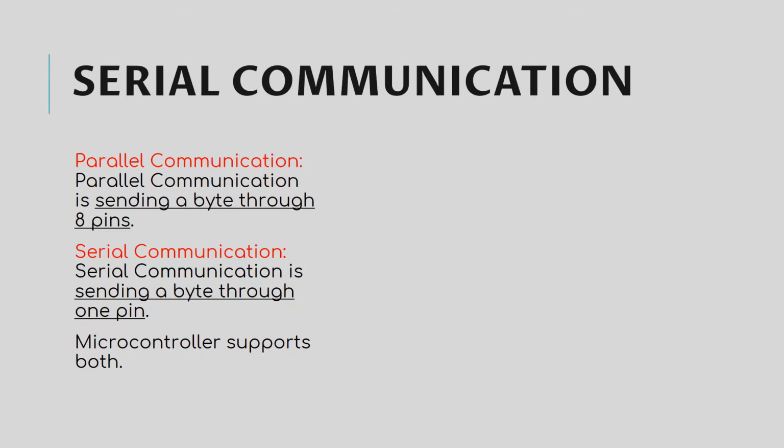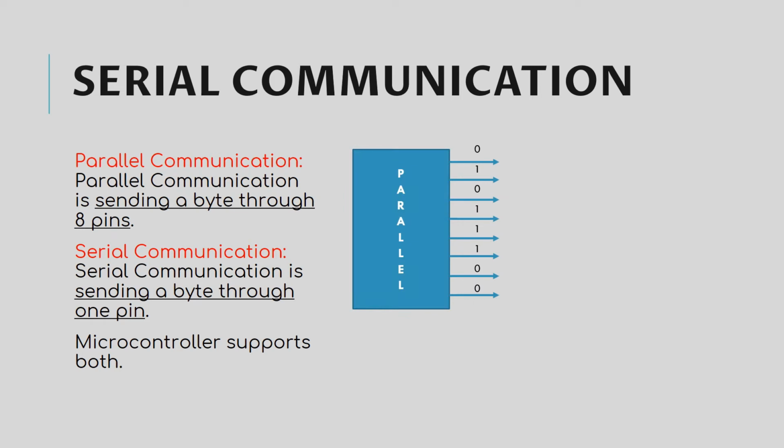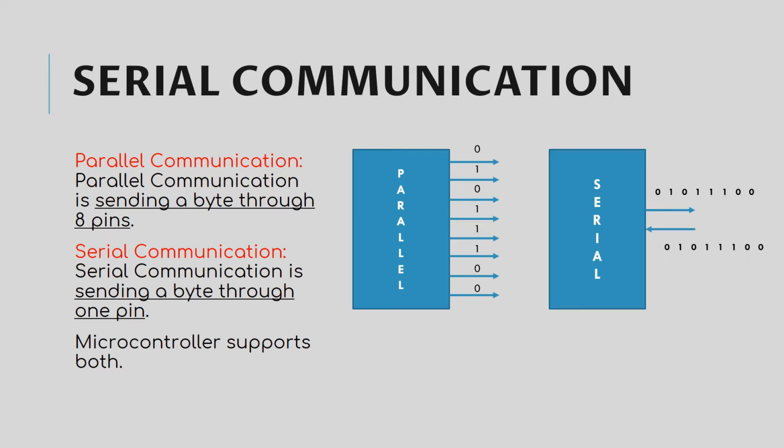Before knowing serial communication, you have to understand it in the context of parallel communication. So what is parallel communication? By example, parallel communication is sending a byte through 8 pins like this. Here, one byte is sent over 8 pins, which means each pin is carrying a bit. But serial communication is sending a byte through one pin. One pin is responsible for the entire byte, so each bit is sent serially.